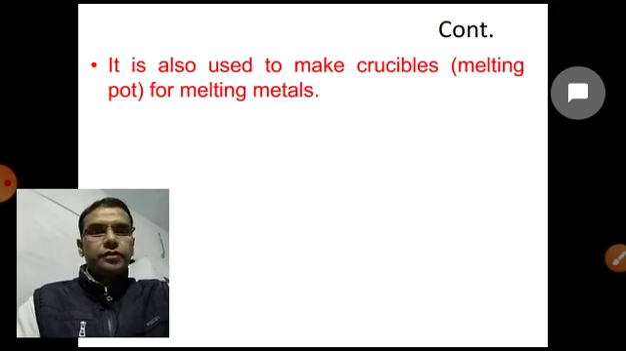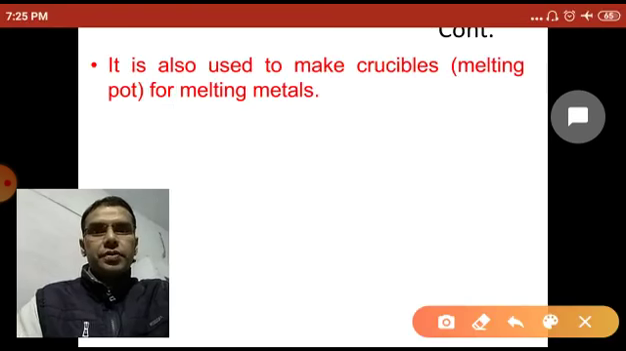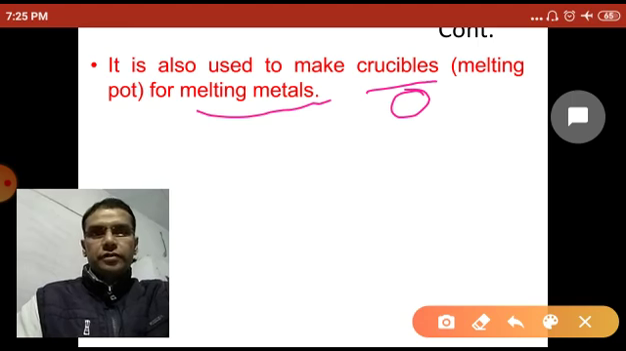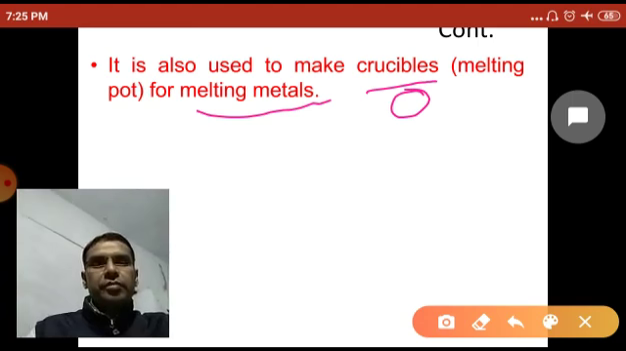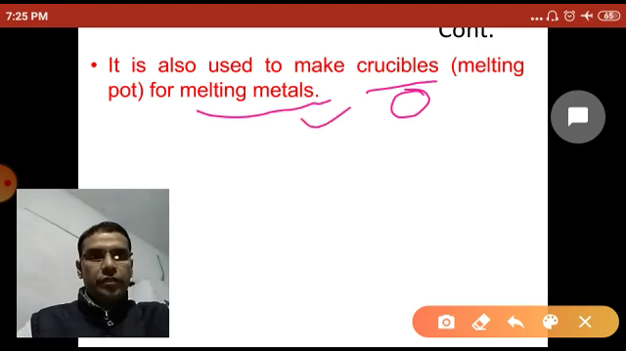Now the next use, graphite is also used to make crucibles for melting metals. A crucible is a melting pot. It is used for the melting of metals during extraction of metal.